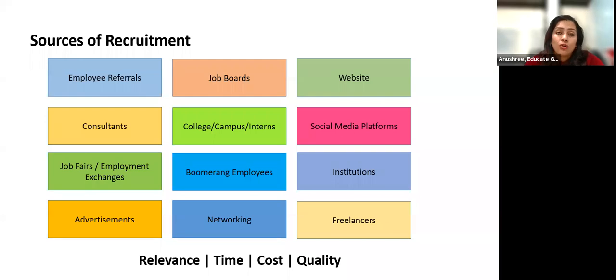Having a strong website, communicating your cause on the website, and having all your job posts on the website definitely helps. We have consultants on board. Definitely this is not that cost effective, but in the start it probably does help you. There are consultants who have a great pool of talent readily available with them, and using consultants would definitely help on that front.